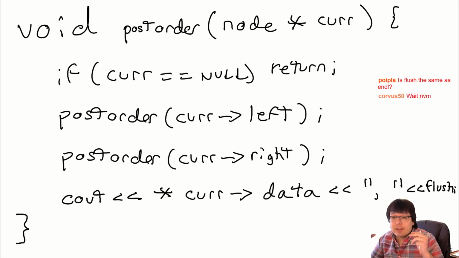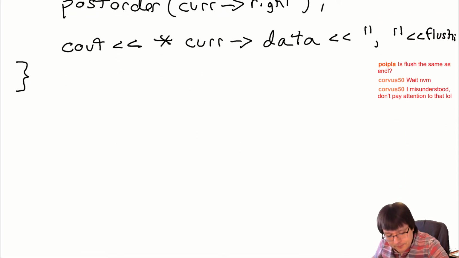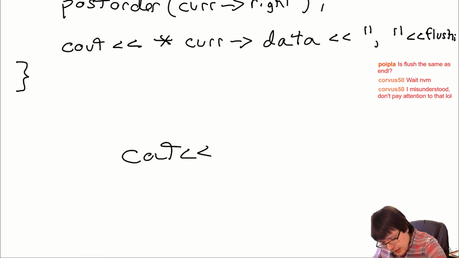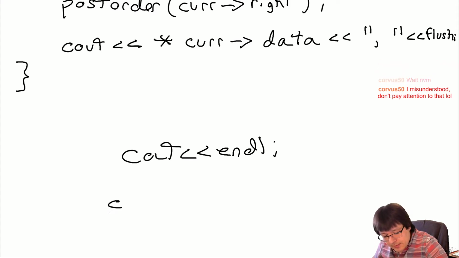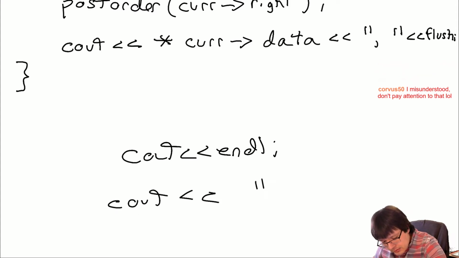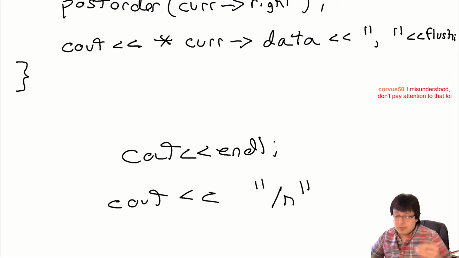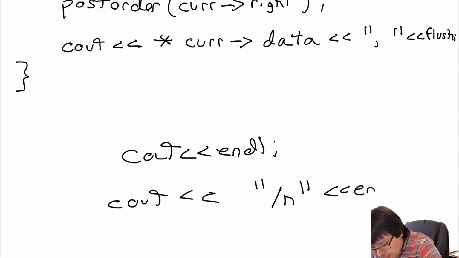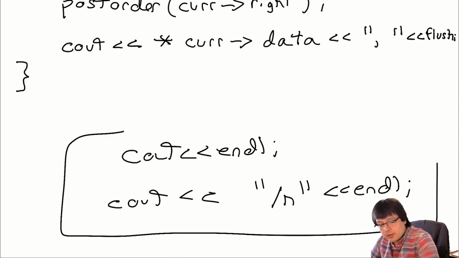Is flush the same as endline? Yes, pretty much. So endline is like flush plus line feed. So if I do cout endline, that's the same thing as doing cout line feed. Is that the right direction of the line feed? I don't know, it's weird when you're writing versus typing. But yeah, these two are identical.